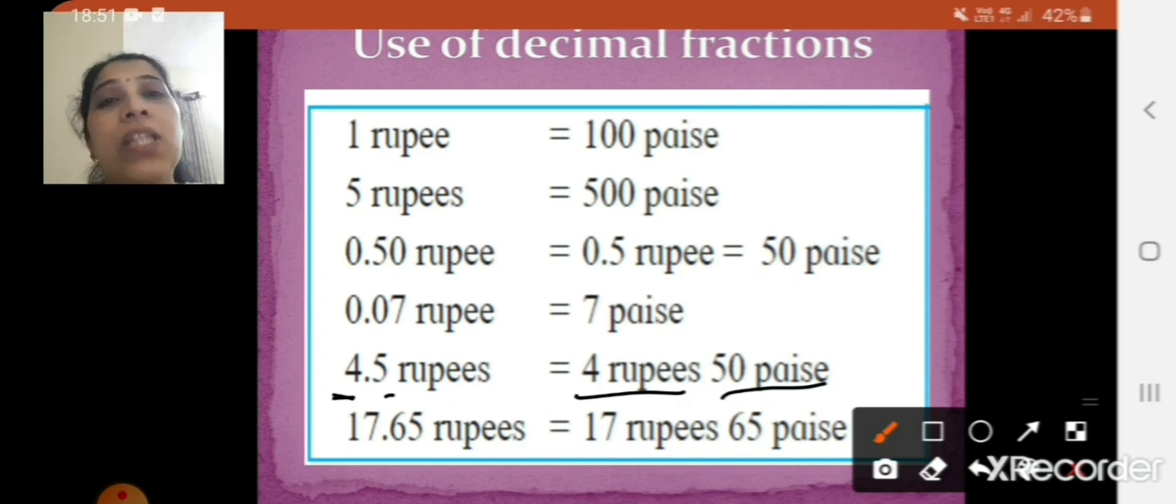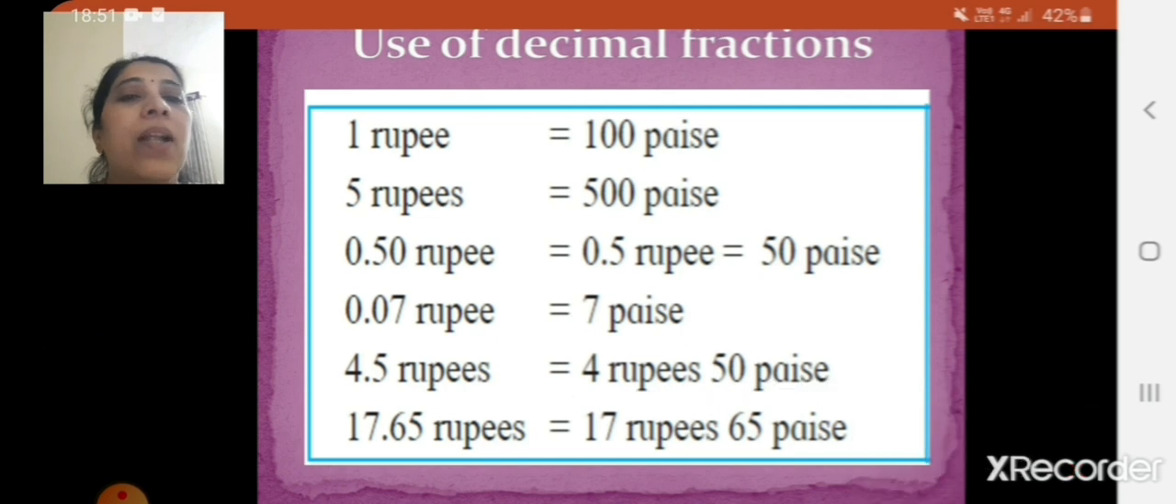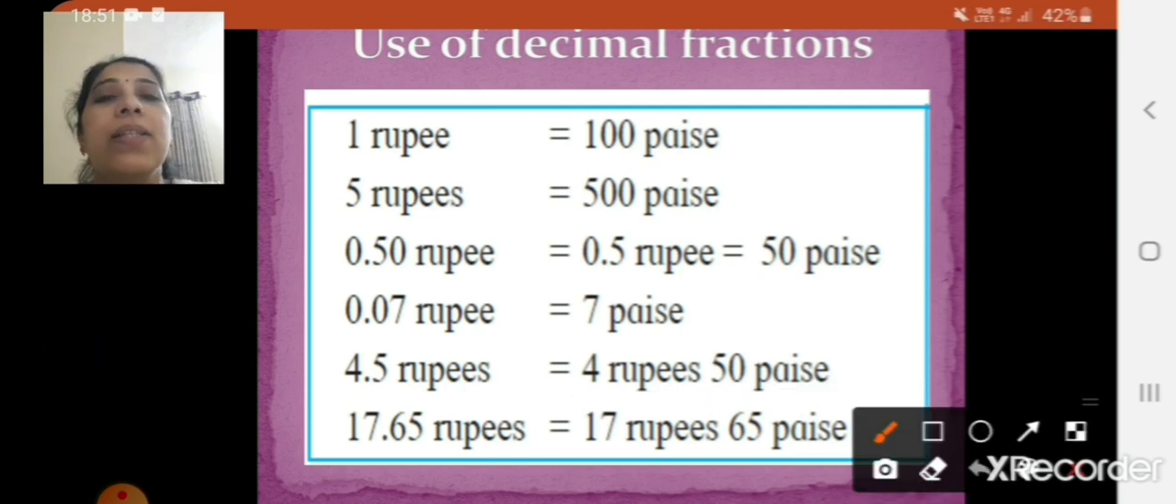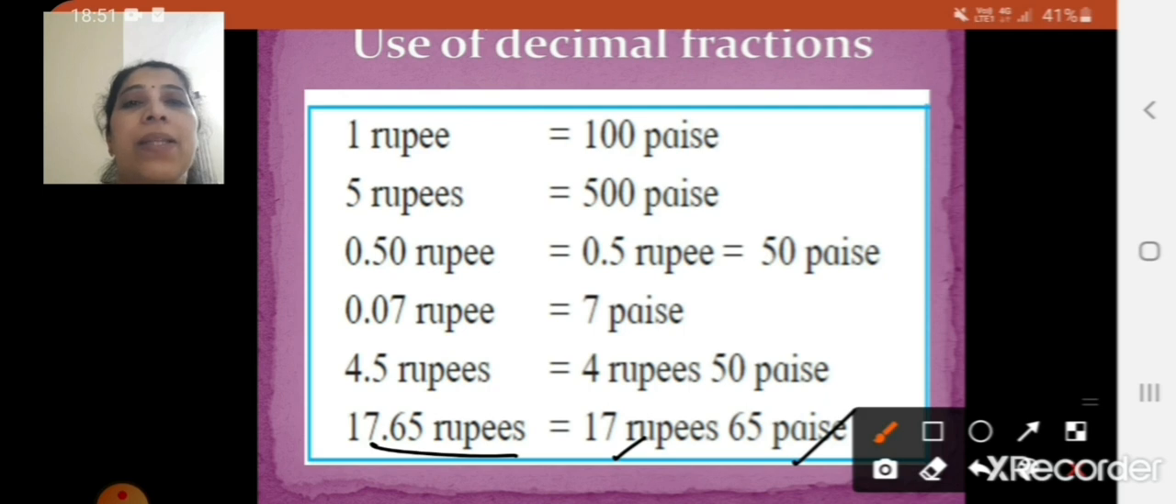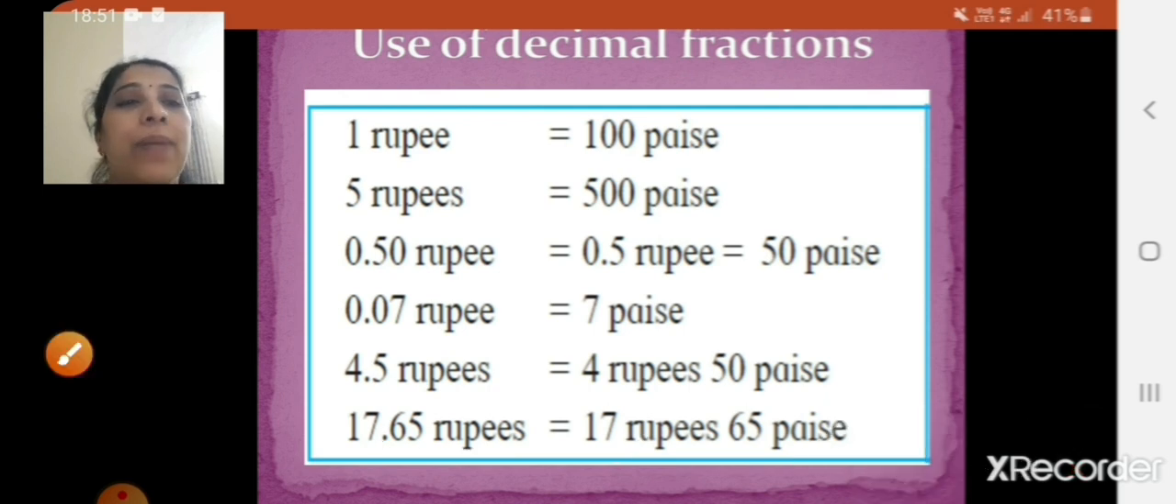If it would have been 05, then it would have come as 5 paise, right? But it is 5, so it will come as 50 paise. Next one is 17.65 rupees. Again, before the decimal point, which number is there? 1 and 7, so you will write it as 17 rupees. After the decimal point, which number is there? 6 and 5, so that will come as 65 paise, right? So this is the way you can write it in rupees and paise.